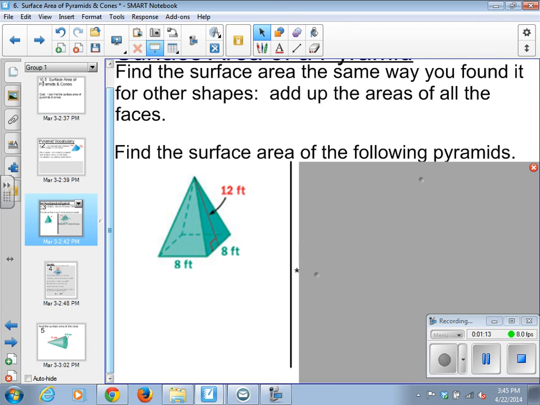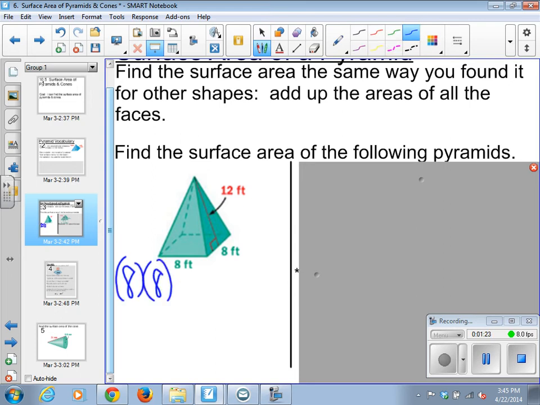So, first thing I see with this square pyramid is that the area of the base will just be 8 times 8. That's going to be 64. Now, what's nice with the square pyramid is that all of our other faces will have the same measurements. The base is going to be 8, and the slant height of that triangle is 12.